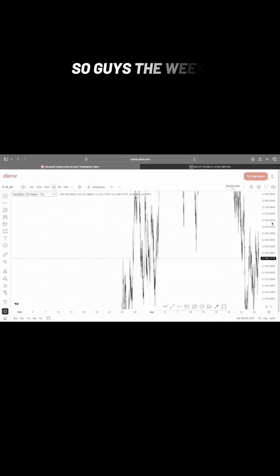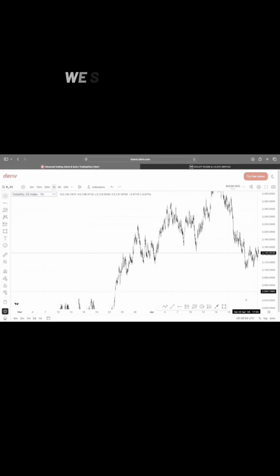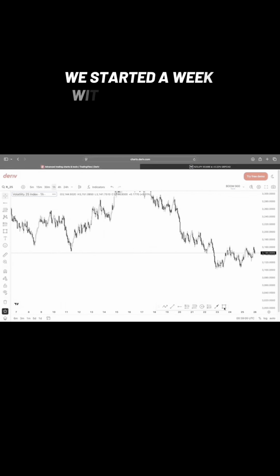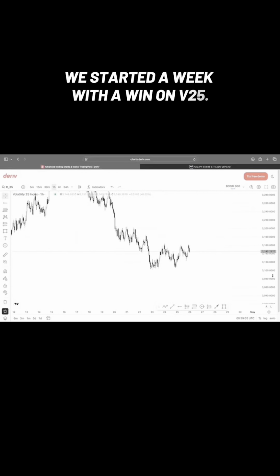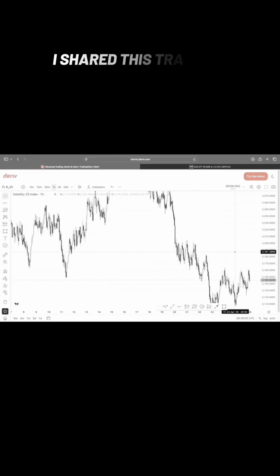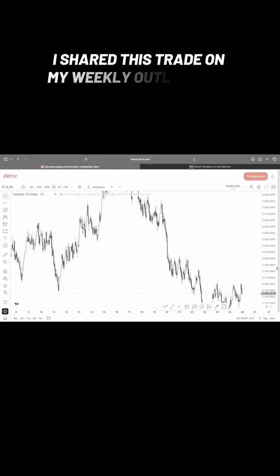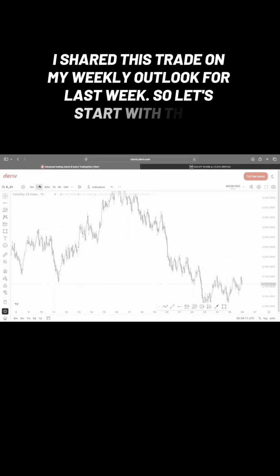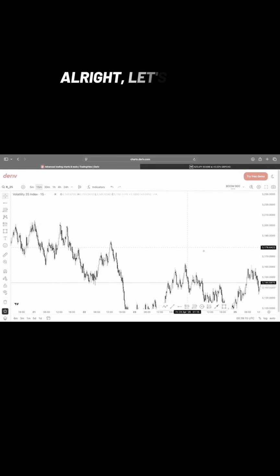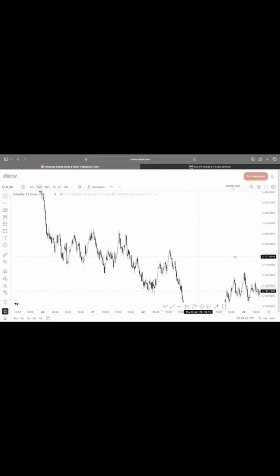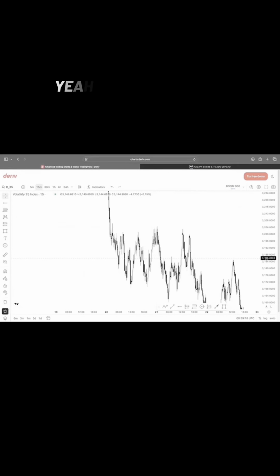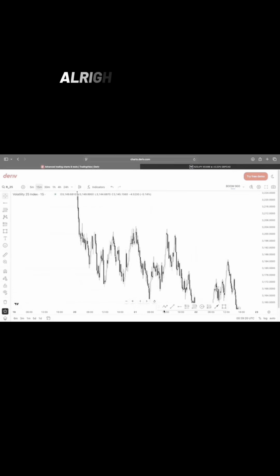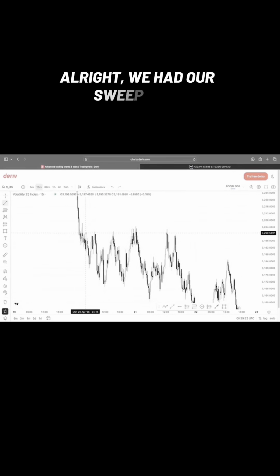So guys, the week started off on a good note. Okay, we started the week with a win on V25. I shared this trade on my weekly outlook for last week, so let's start with that. I believe the trade was around here. Yeah, this is the trade. All right, we had a sweep here.